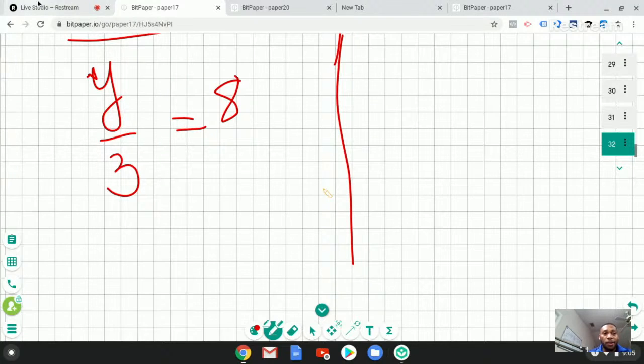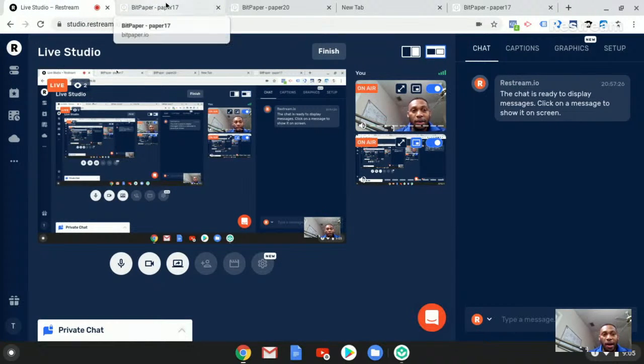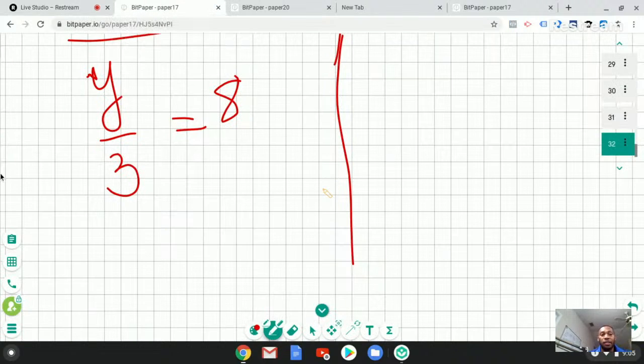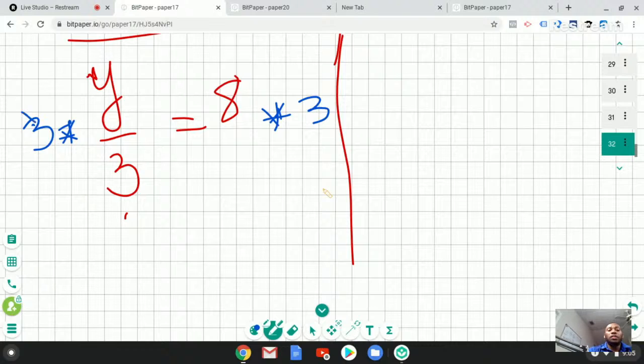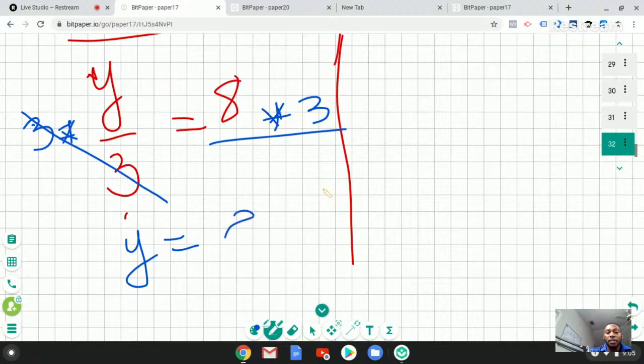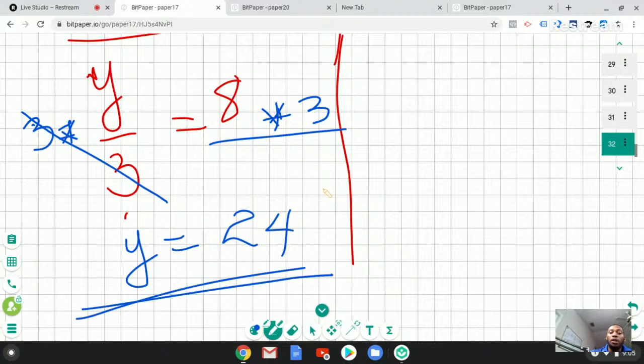Come on, guys. So how do I solve for y in this case? I multiply both sides by 3. So let me use a different color so you can see it. Multiply this guy by 3 as well. So this 3 is gone, and I have y by itself, which means it's a one-step equation. All I have to do is one step, and then y will be by itself. What's 3 times 8? 24. And that's how you would solve for this one.